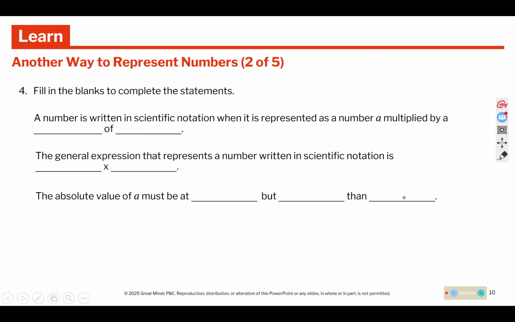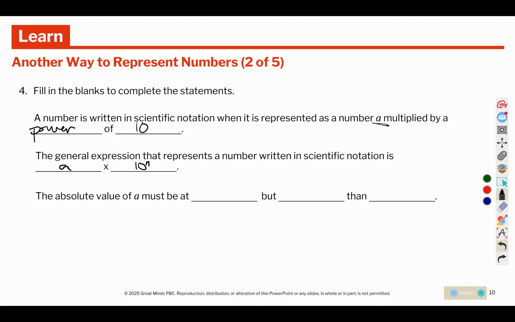Here it says to fill in the blanks to complete the statement. A number is written in scientific notation when it is represented as a number A multiplied by what we call a power of 10. It's a 10 with an exponent. The general expression that represents a number written in scientific notation is A, that number, multiplied by that power of 10. And we use n to represent the power.